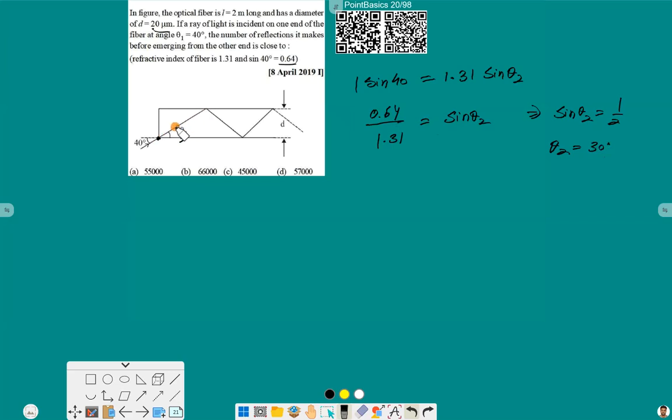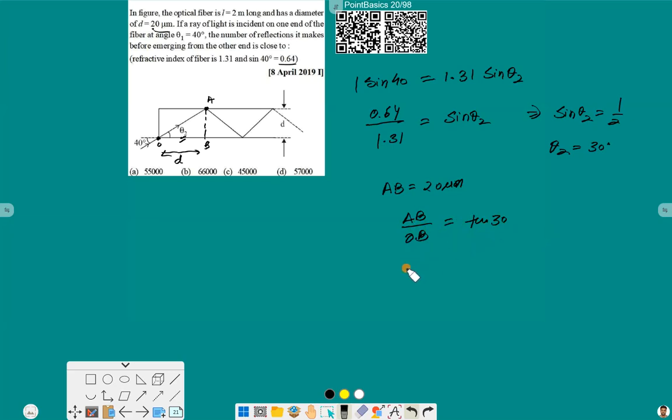Now at this point we are getting total internal reflection. So in one reflection, it is traveling this distance. Suppose that distance is d, and suppose this point is A, this is O, this is B. We know the value of diameter, or in short, we know the value of AB. AB is here 20 micrometer. So from this triangle we can find the value of OB. We can write that AB by OB is equal to tangent of theta 2, meaning tangent of 30.